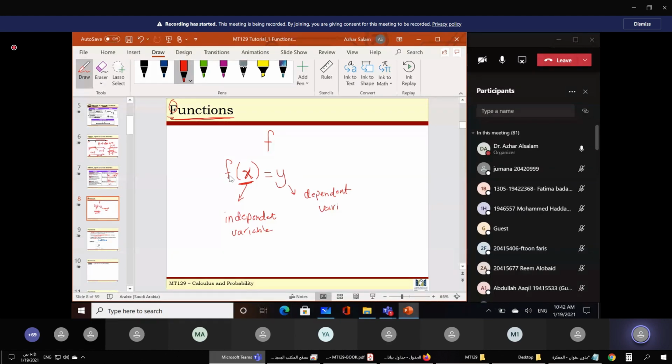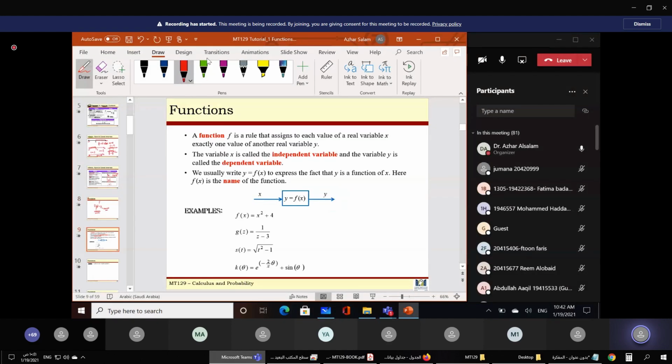This is the main definition of the function f. Here in the slide you have the definition. A function f is a rule. I give you the rule that assigns to each value of a real variable x exactly one value.